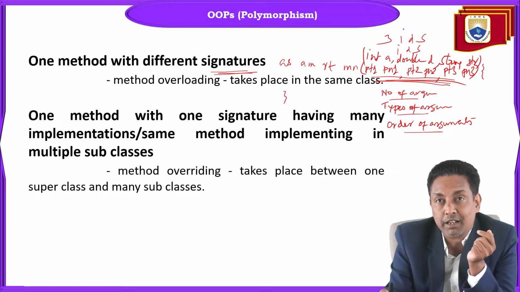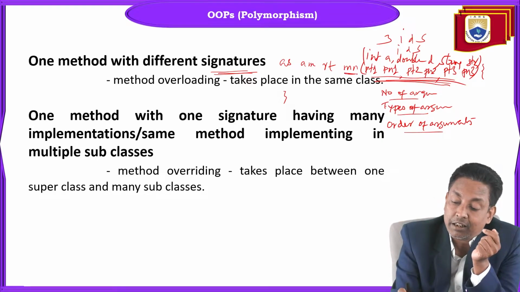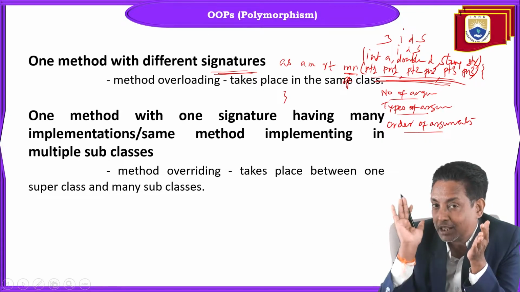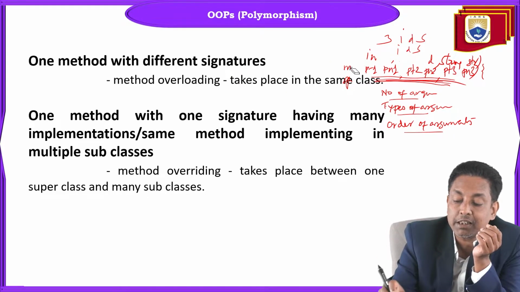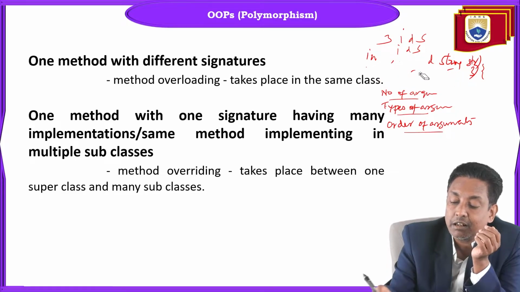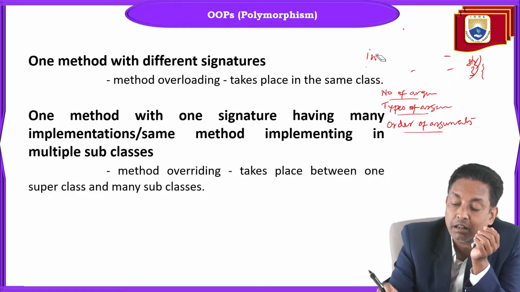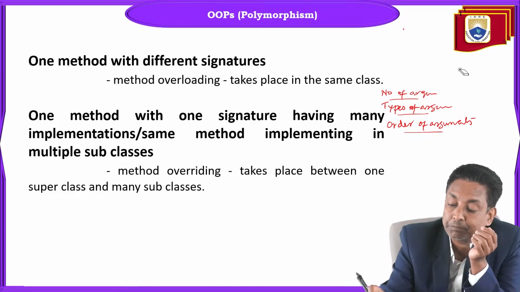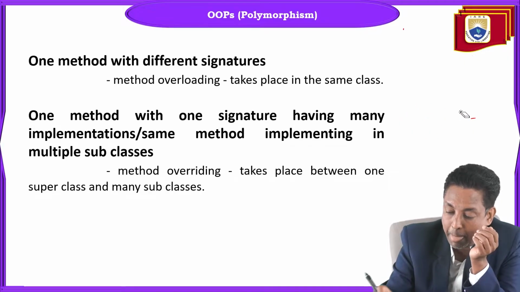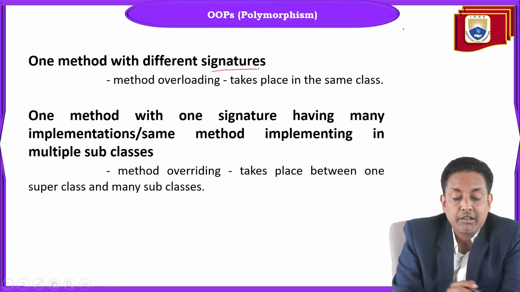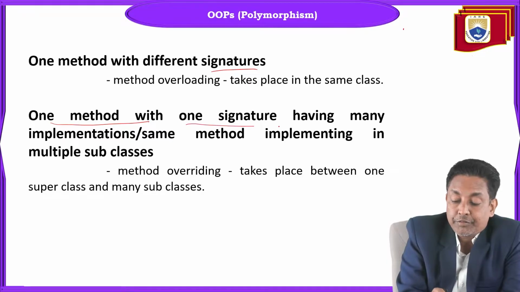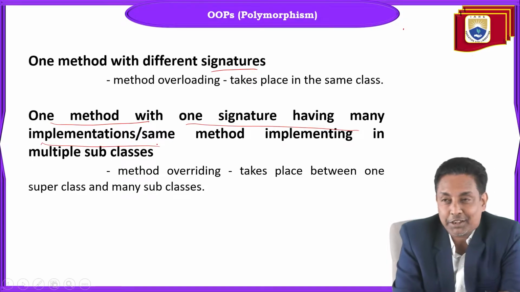And with this method signature, even if two methods are written with the same name, they can be differentiated by seeing their signatures. Through signatures, we can distinguish which method is which. That takes place within the class. One method with different signatures. One method with one signature having many implementations.